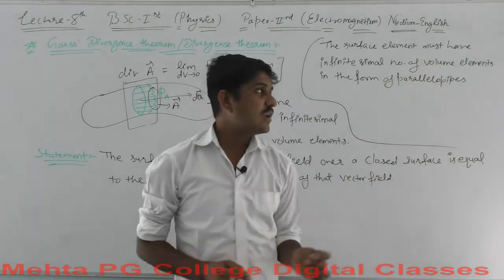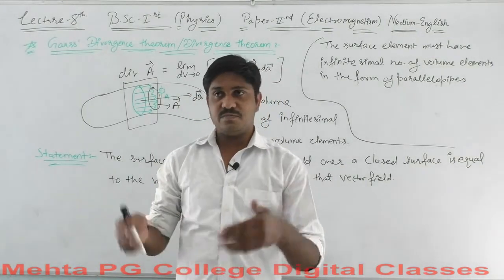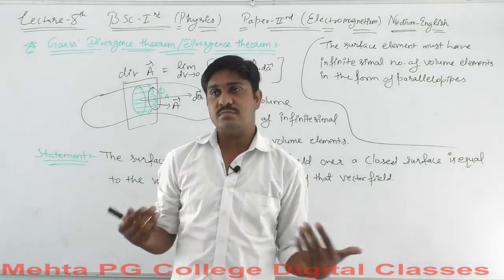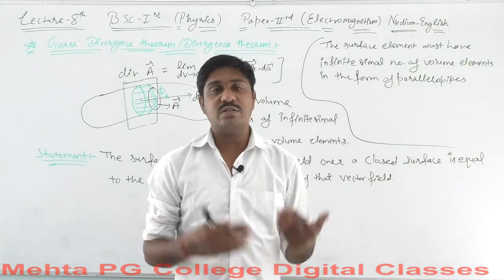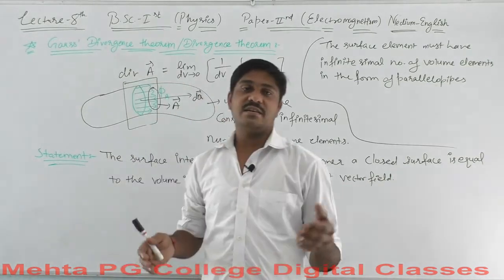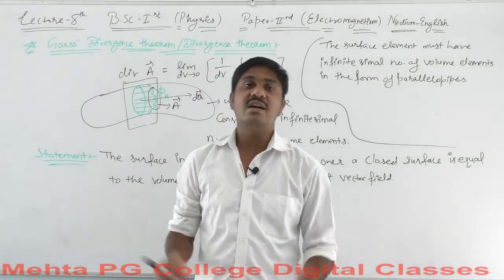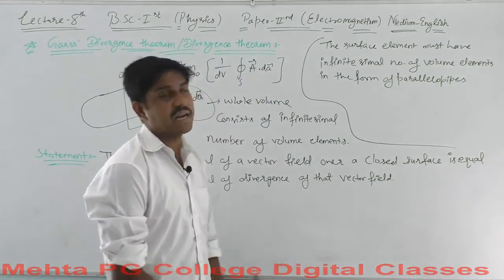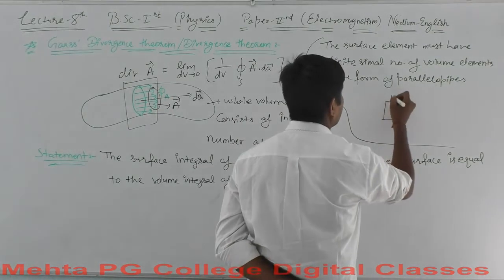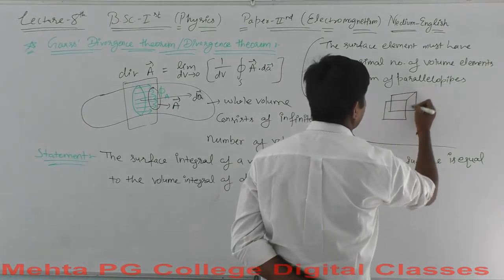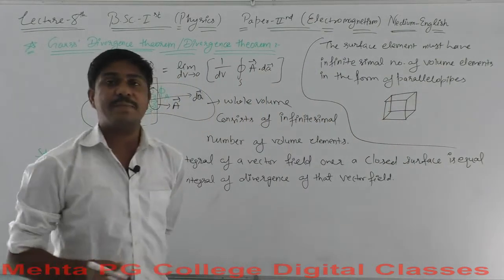A parallelepiped is a volume element in which opposite sides are parallel to each other. There are 6 faces and 12 edges, and all the alternate sides are parallel to each other. That's why it is called a parallelepiped. A parallelepiped is simply represented like this. This is how a parallelepiped appears to you.